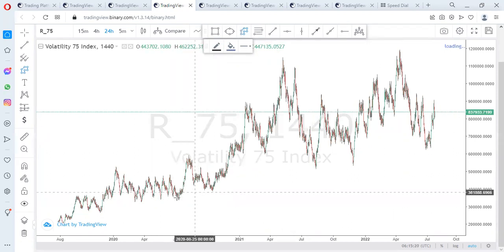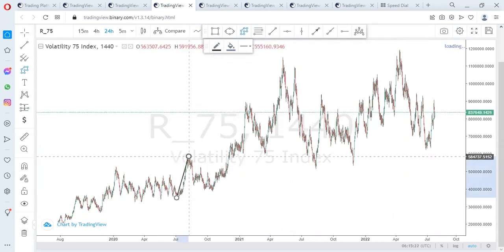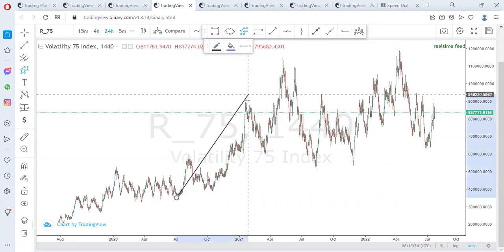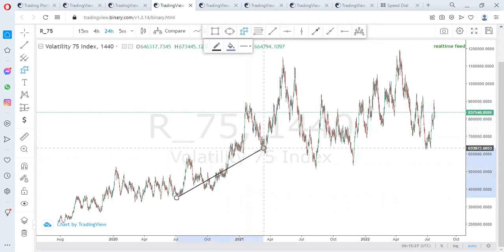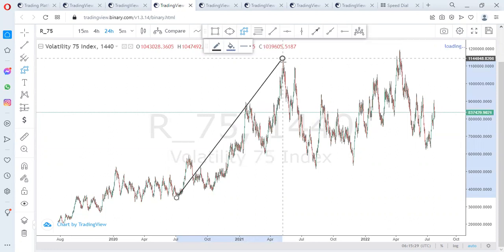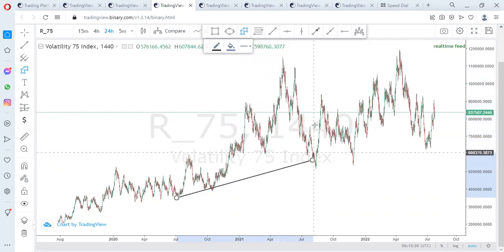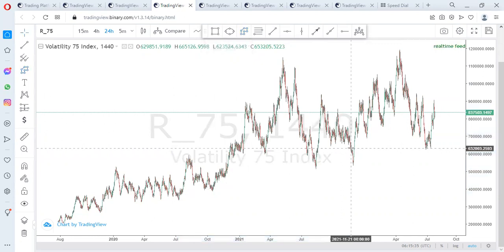This is the daily time frame. You can see that price is creating higher highs, higher lows, higher highs, higher lows, higher highs, higher lows. Don't mind my tool, it's acting up, but we can all see that price is creating higher highs and higher lows, meaning the higher time frame bias of VIX 75 is bullish.